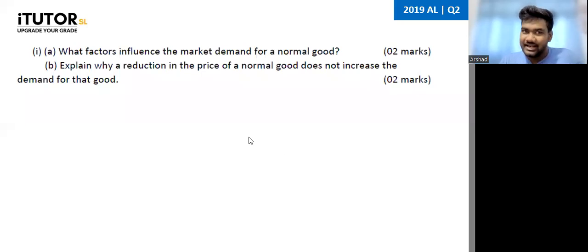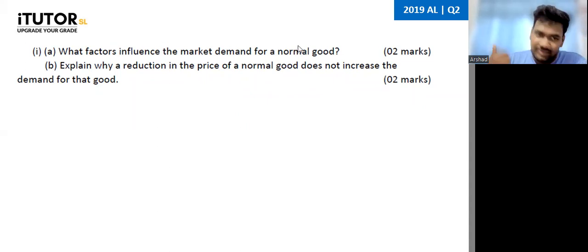Right. So from 2019 onwards, there are two questions, one for unit number 2, one for unit number 3. So we'll go a little faster so we can finish. 2019, okay, some questions are very easy, guys. Those questions, I will just give you the answer and we'll skip. What factors influence the market demand for a normal good?